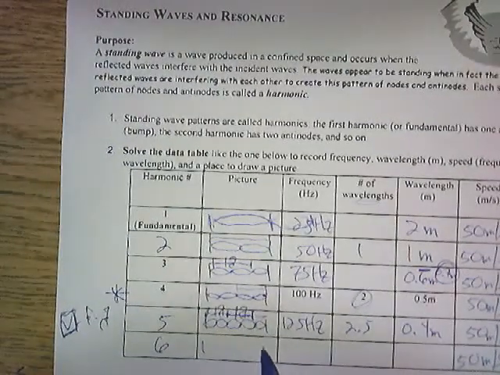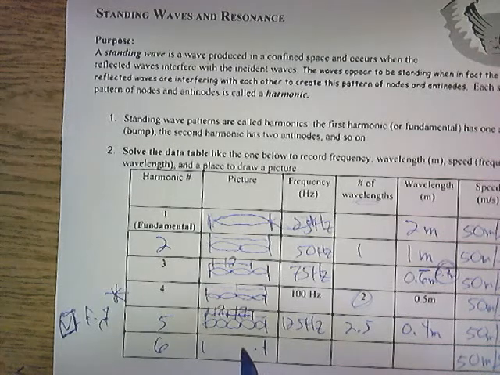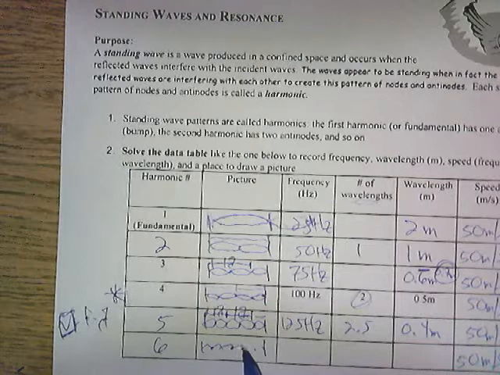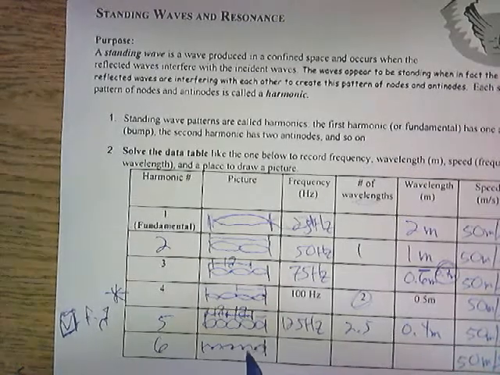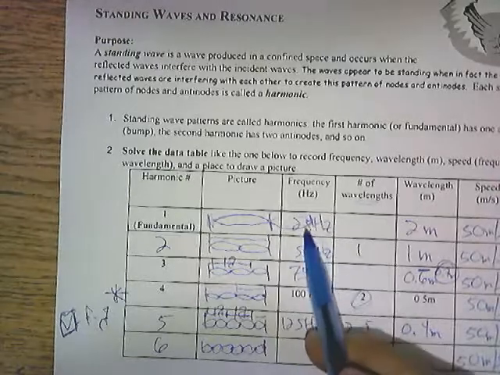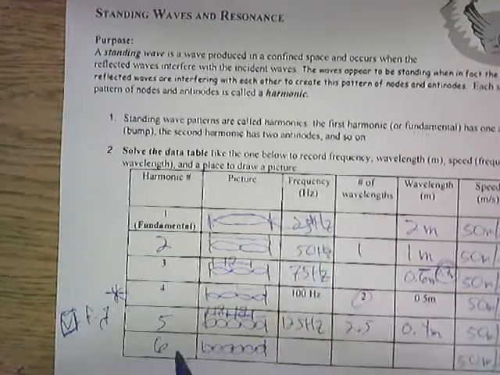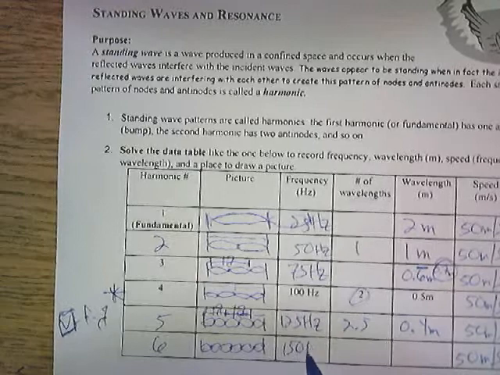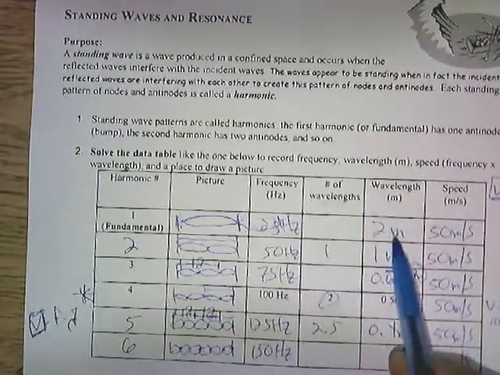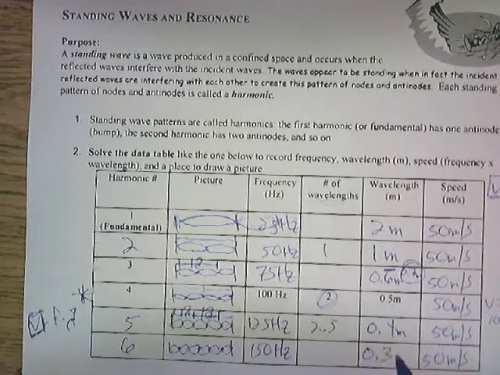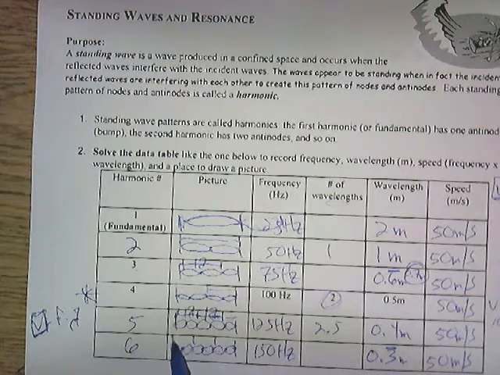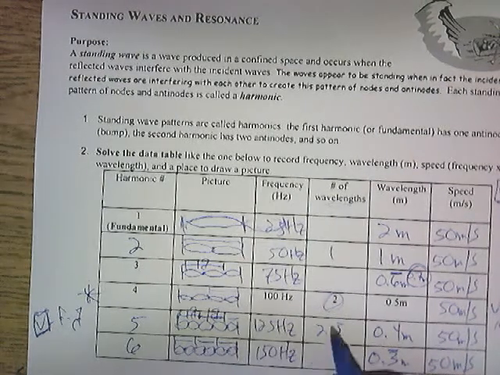And for my sixth harmonic, now these are going to get small. So 1, 2, 3, 4, 5. I'm drawing this out. And 1, 2, 3, 4, 5, 6. Now it's going to be 6 times this frequency. It's the sixth harmonic, so it's going to be 150 hertz. And I'm going to have 1/6 of 2 meters, which is 0.3 repeating meters wavelength. And notice I'm going to have 3 total wavelengths in here. Here's a wavelength, here's a wavelength, here's a wavelength.